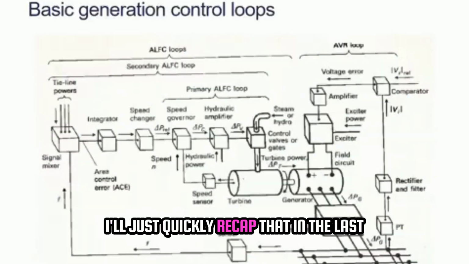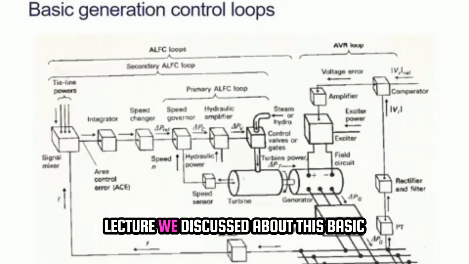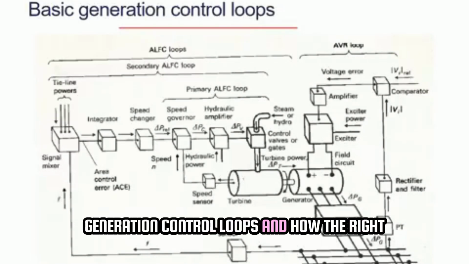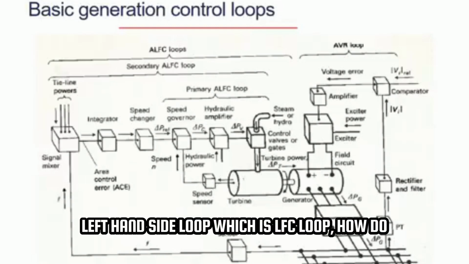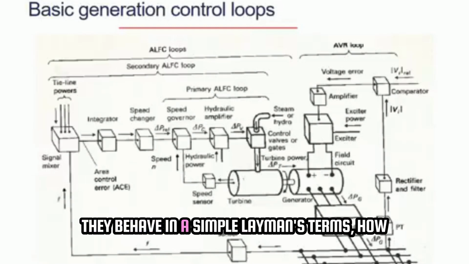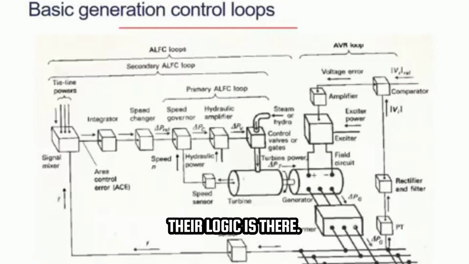I'll just quickly recap that in the last lecture we discussed the basic generation control loops, and how the right hand side of the loop, which is the AVR loop, and the left hand side loop, which is the LFC loop, behave in simple layman's terms, how their logic works. I hope it is clear to everyone.